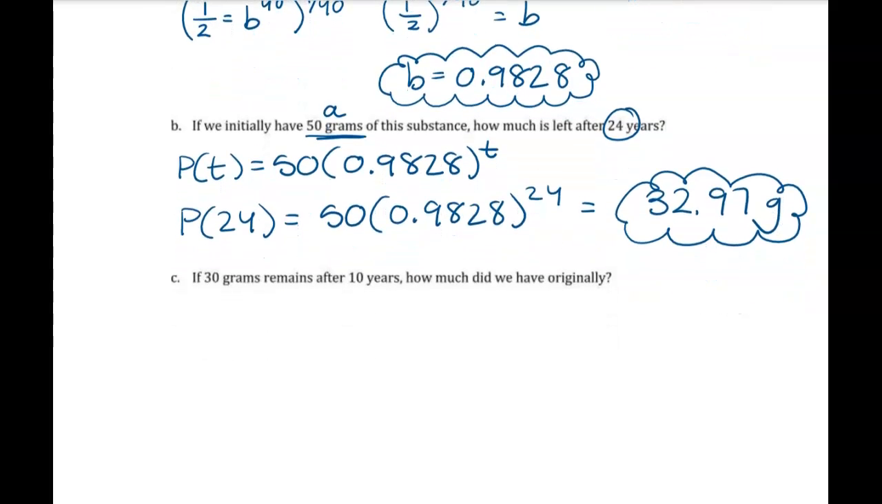For part C, we're assuming now we're not really dealing with part B. We're saying now we don't know what our a was. So now our a is a question mark. So this is kind of totally separate from part B. So if our general form was P of t equals a times 0.9828 to the t, now we want to solve for our a.